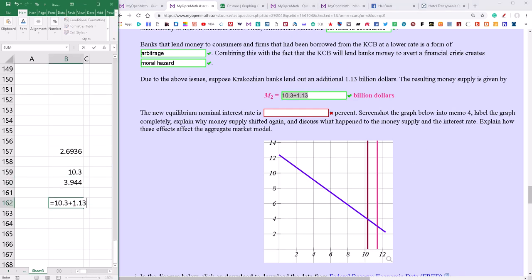Put an equal sign and then that. Okay, 11.43. All right. So the interest rate's now even lower, right? So it's down to about 3, right? So instead of using 10.3, I'm going to use 11.43. Remember, this is the purple demand equation. The purple demand equation has an intercept of 12.39, a slope of negative 0.82, and then we're going to multiply by this new quantity of money, 11.43, and we get something really close to 3.